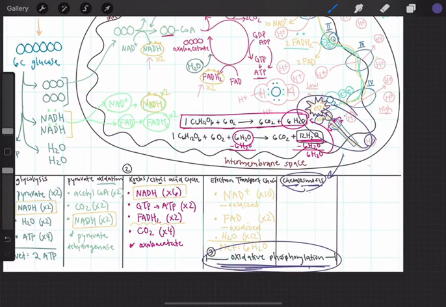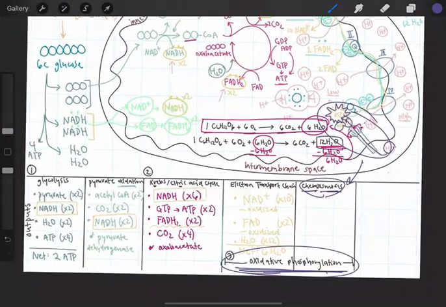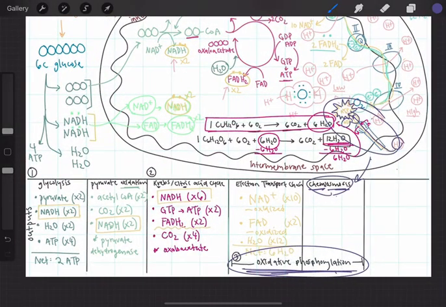And this is different from the other ways in which ATP was produced in the citric acid cycle and in glycolysis. Because in the citric acid cycle and glycolysis, they use substrate level phosphorylation, which does not generate as much ATP as oxidative phosphorylation.